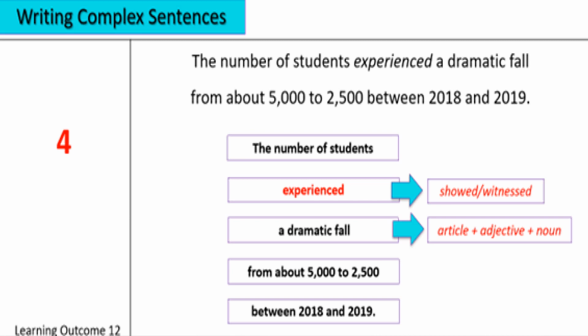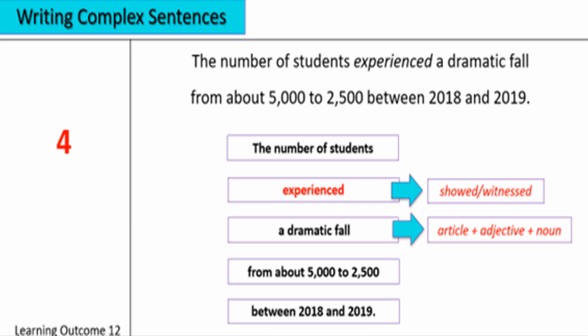The number of students, you will start your final structure with the words the number of students. The first phrase of the sentence will be the title. The number of students is your title or the subject of the graph. Then you can use a verb in the past tense like experienced, witnessed, showed, illustrated, and words like that. Then again, article, adjective, and noun. There you use a dramatic fall.